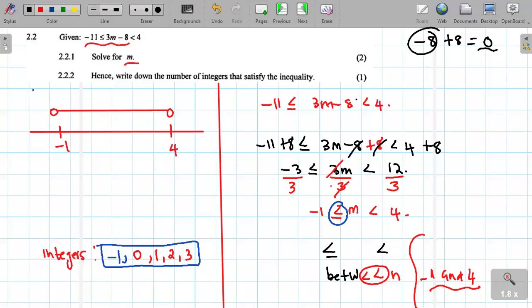But we said negative 1 is included. I'm just going to make this a dot and give it a color so that you can see that negative 1 is included. This is the number line to represent your answer. That's a possible question, you're going to keep on getting it. All right, let's move.